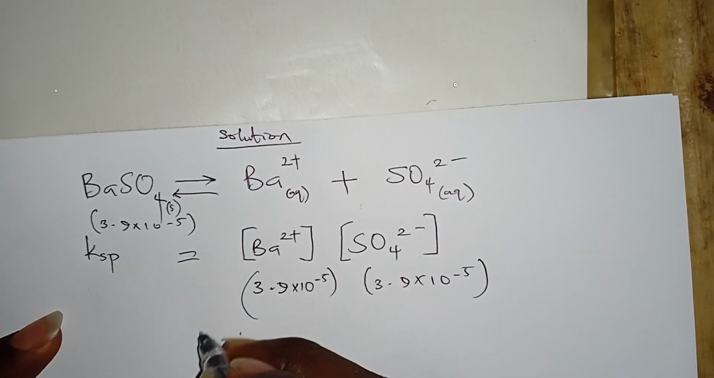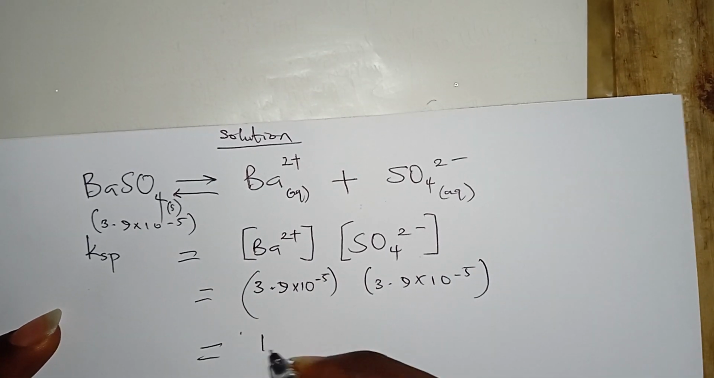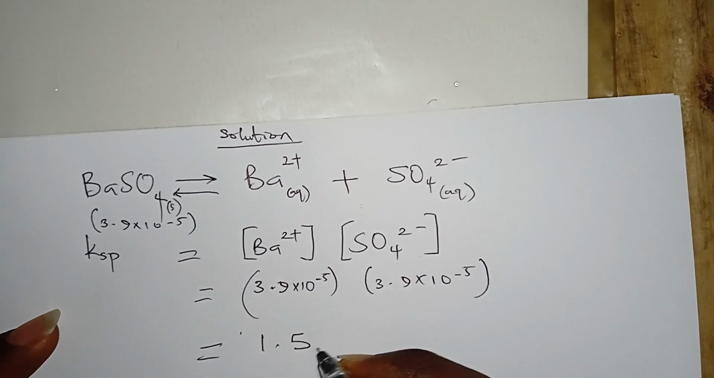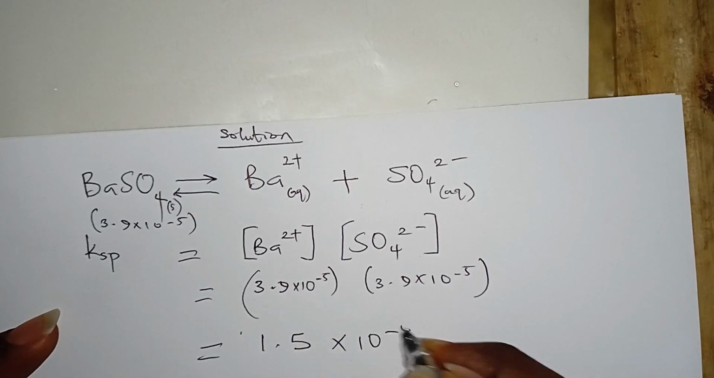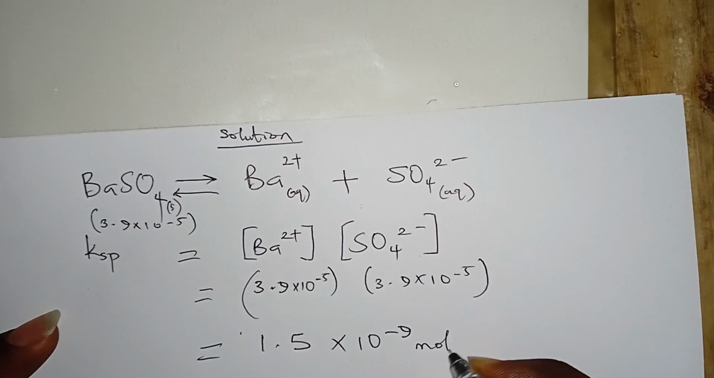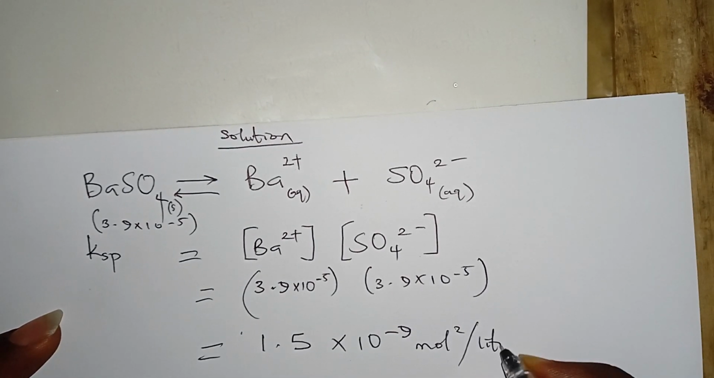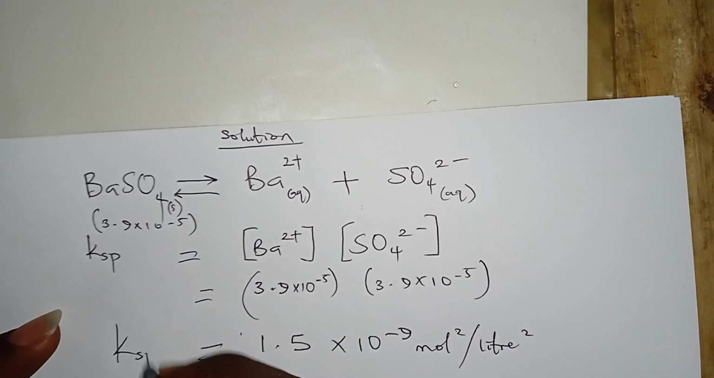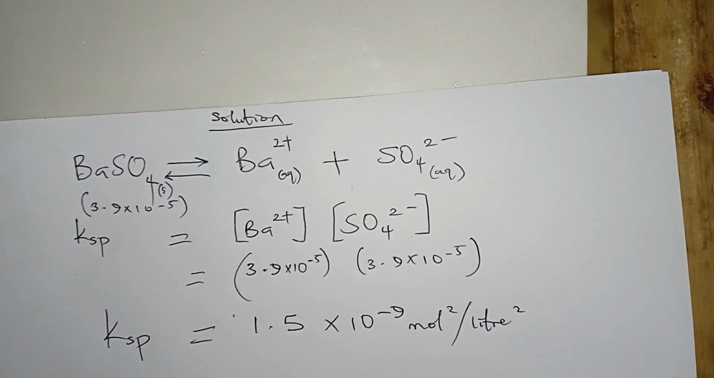So if that is the case, when you multiply this, the answer is going to give you 1.5 times 10 raised to power minus 9 mole square per liter square. So this is your KSP. So this is how you find the KSP.